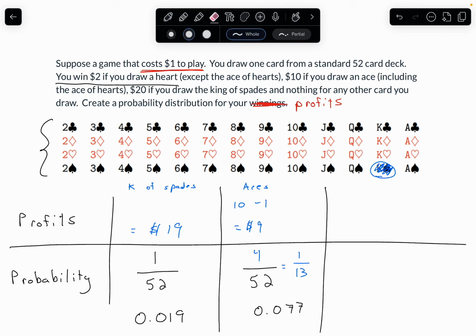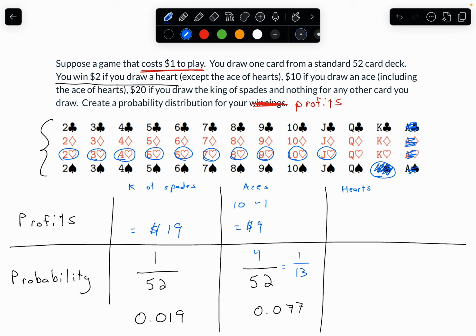I'm going to go ahead and cross those out because we've taken this possibility into consideration, this one, and this one. So I want to think about hearts as my next category. How many hearts do I have? Well, I can count them up: 1, 2, 3, 4, 5, 6, 7, 8, 9, 10, 11, 12 hearts altogether. So there are 12 hearts out of a total of 52 cards in my deck. So 12 out of 52.